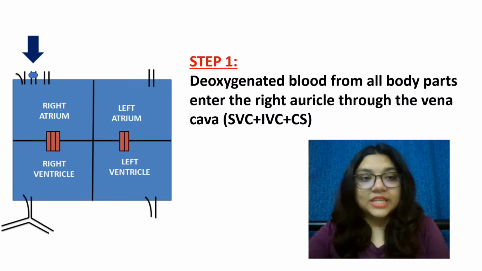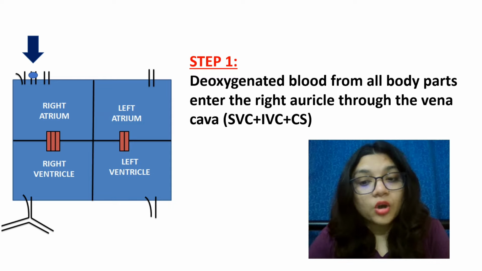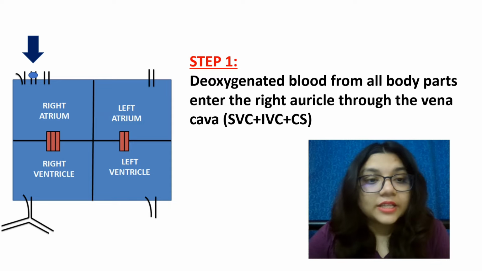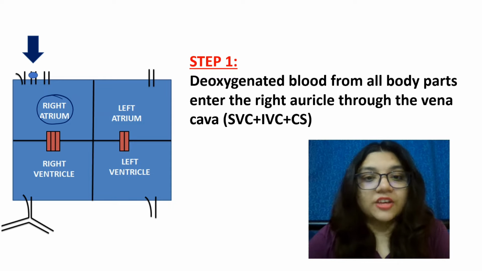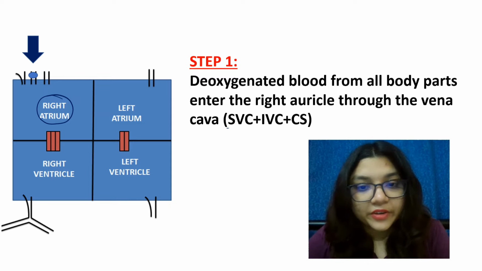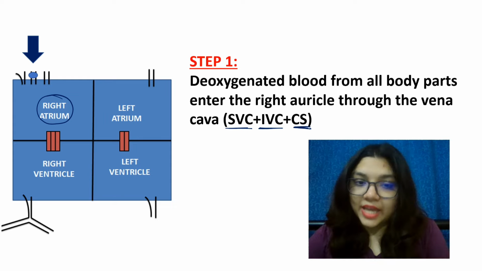Step 1. Deoxygenated blood from all parts of the body enters the right auricle, or the right atrium, through the vena cava. The vena cava has 3 parts: superior vena cava, inferior vena cava, and the coronary sinus.